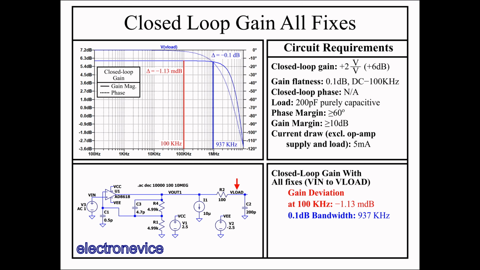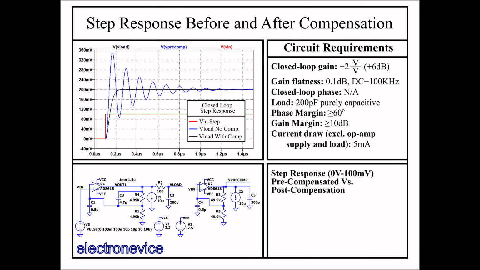Let's take a look at the step response pre-compensation versus post-compensation. The pre-compensated circuit in blue rings many times during the step response, whereas the post-compensated circuit in black has no ringing, and very little, if any, overshoot. So we can see that with a few small adjustments, the behavior of the op-amp circuit can be greatly improved with external compensation.